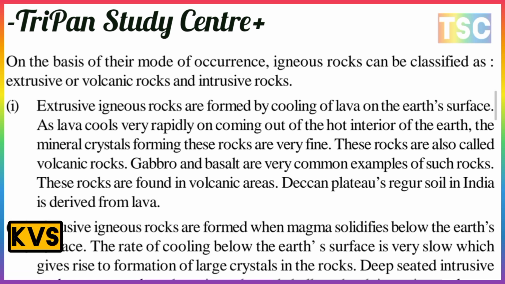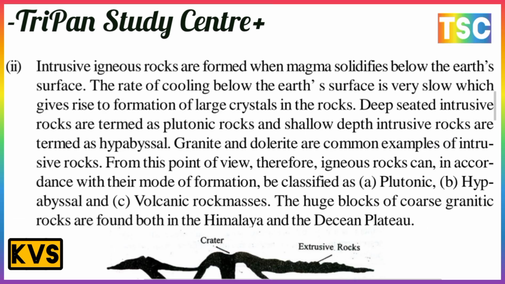Gabbro and basalt are very common examples of such rock. This rock is formed in volcanic areas, and the Deccan plateau or the regur soil in India is derived from lava. Next, intrusive igneous rocks are formed when the magma solidifies below the earth's surface.